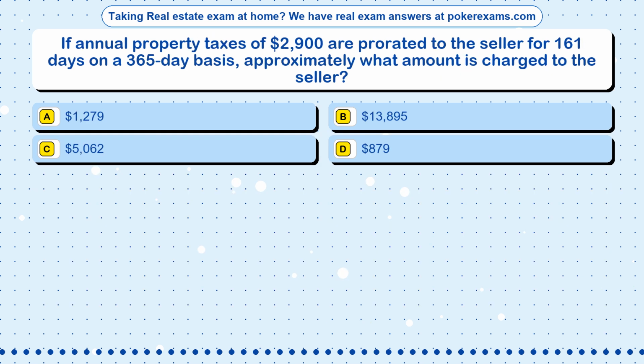Question 29. If annual property taxes of $2,900 are prorated to the seller for 161 days on a 365-day basis, approximately what amount is charged to the seller?